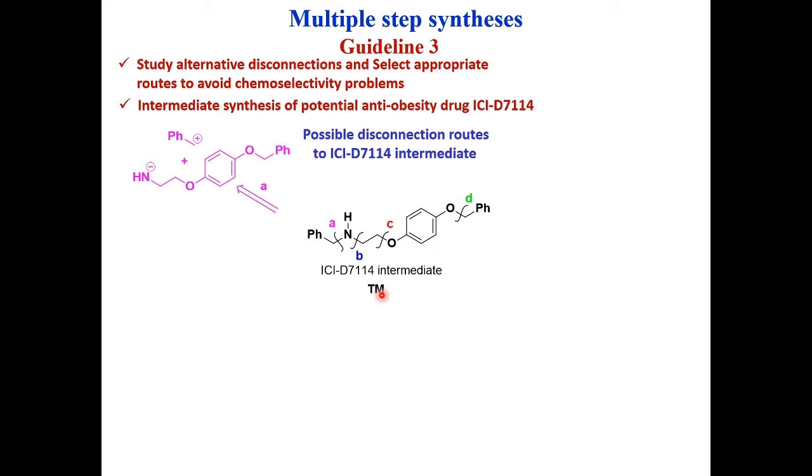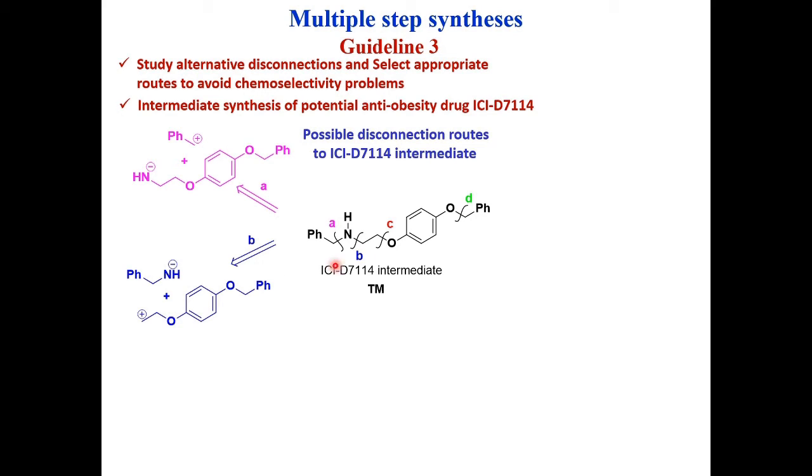Now the next disconnection is B. When you cleave this CN bond, you can write the CN amine bond like this, and you will get these two fragments. One has NH negative, so you can have the benzylamine as a chemical equivalent, and this carbon has a positive charge, so we can attach bromide, chloride or any leaving group. So you will have the real chemical reagents that are useful in the forward synthesis.